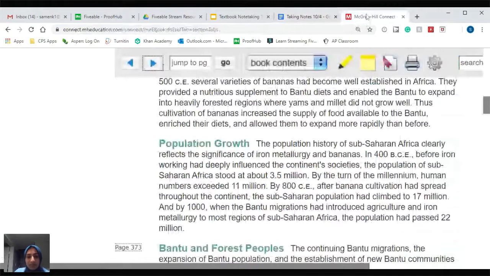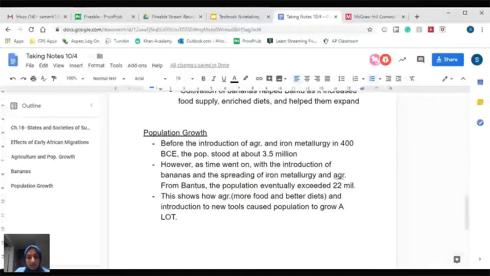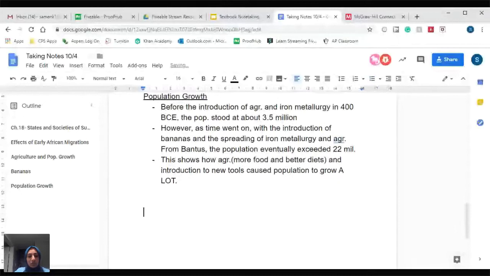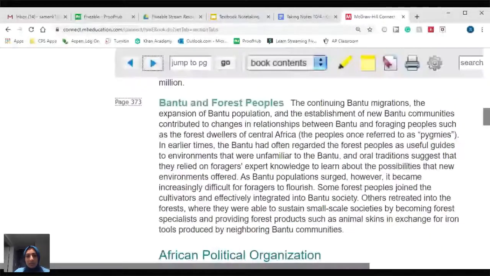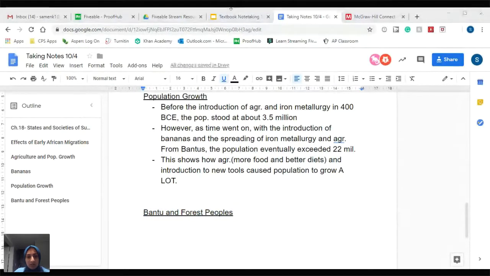So now we have one more here. It's just about the Bantus. Now again, I'm going to put a few spaces, and then I'm going to type Bantu people. What's the title? Bantu and forest peoples. And I'm going to underline this.